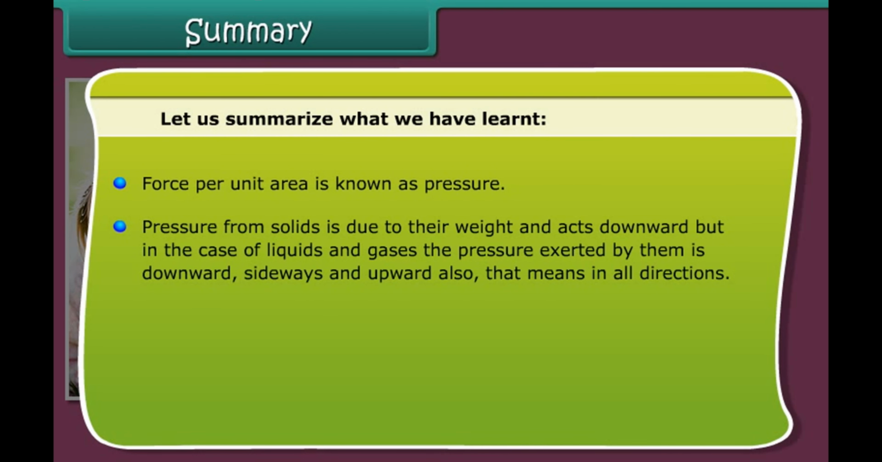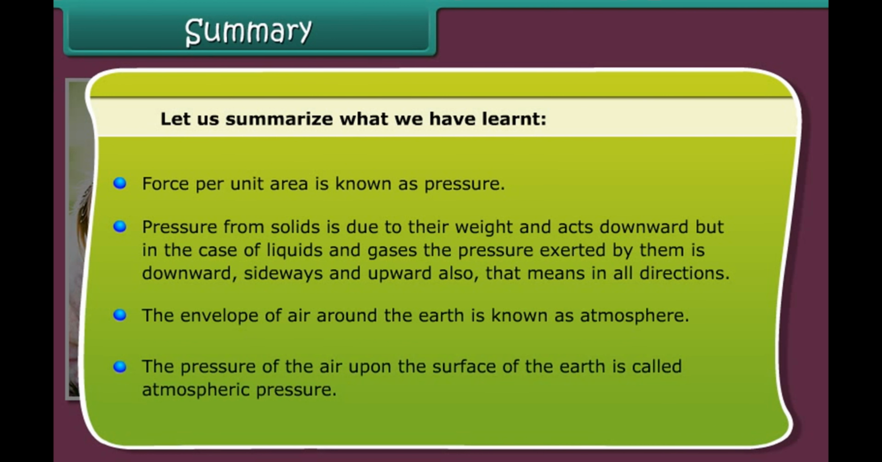Pressure from solids is due to their weight and acts downward, but in the case of liquids and gases, the pressure exerted by them is downward, sideways and upward also, that means in all directions. The envelope of air around the earth is known as atmosphere. The pressure of the air upon the surface of the earth is called atmospheric pressure.